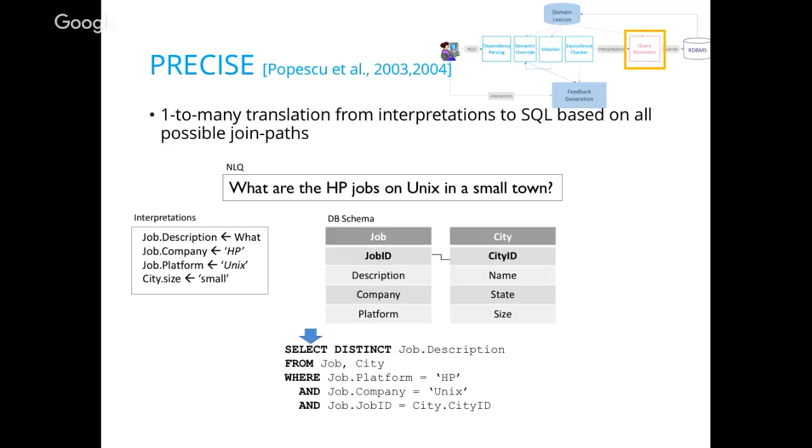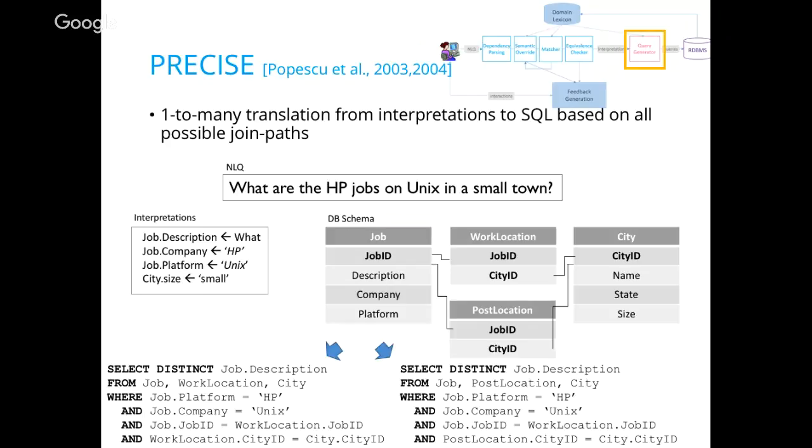But if I have a slightly more complex database where I introduce two more tables, work location and post location. Work location means where the location is for the job. Post location means where the job is posted, right? Then I will have two different queries, and the join path will be different. One joins through the job title to here, and then city ID here. Another one is through this path. So each of the join paths will result in one unique query.